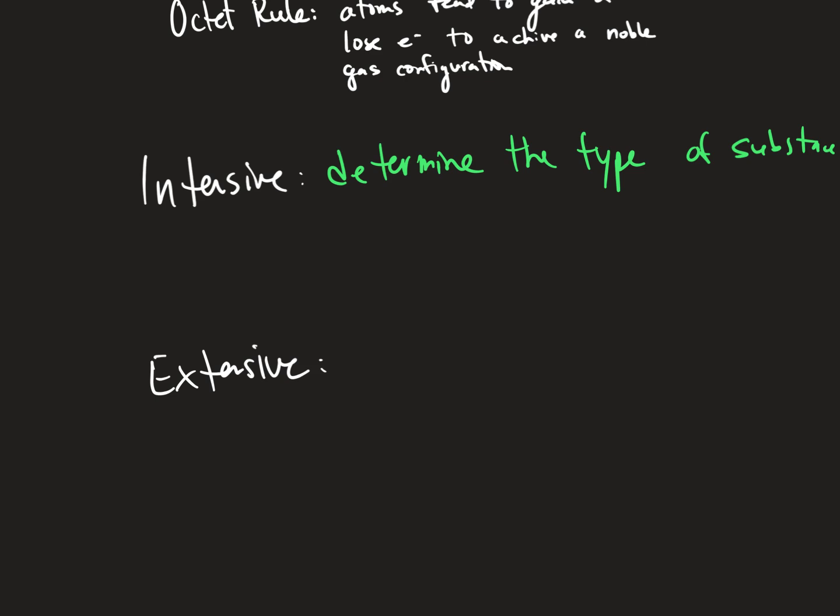Okay, we got scientific notation. We got SI units and the prefixes. We got significance, accuracy, precision.